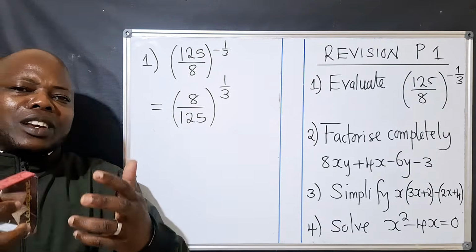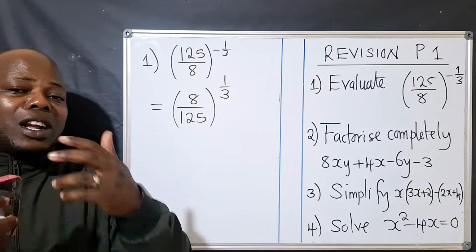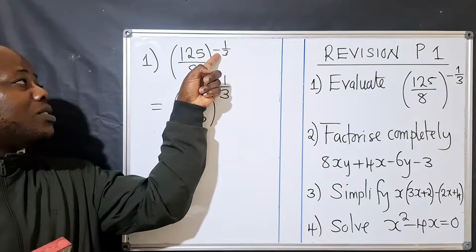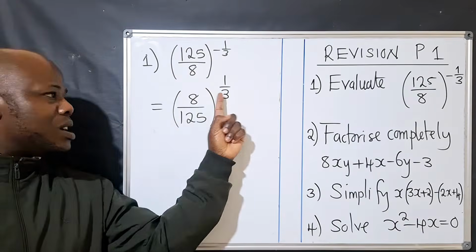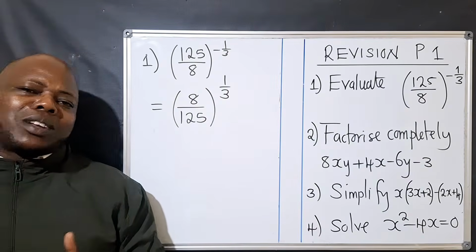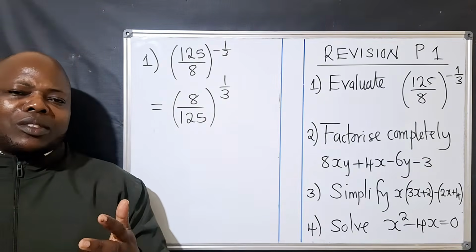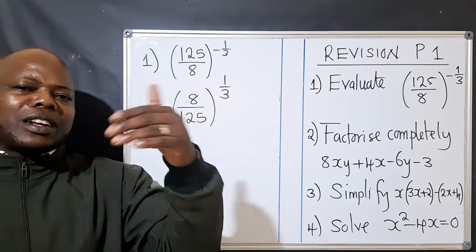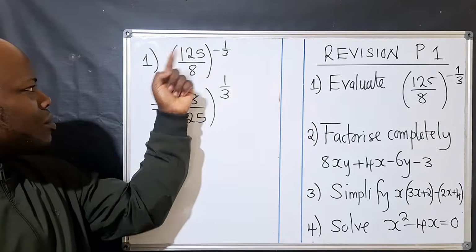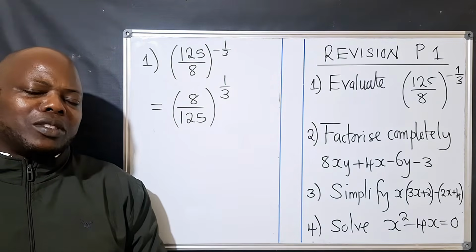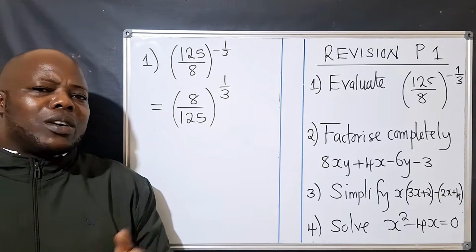So reciprocating comes in when you've got a negative power: you switch what is inside because the power is negative, and then you write a positive power. I know some of you start asking me questions like, what if the power is positive? If the power is positive, don't do anything. Just go direct to finding the cube root of this and the cube root of that. That is if the power is positive. Now in this case, the power is negative.